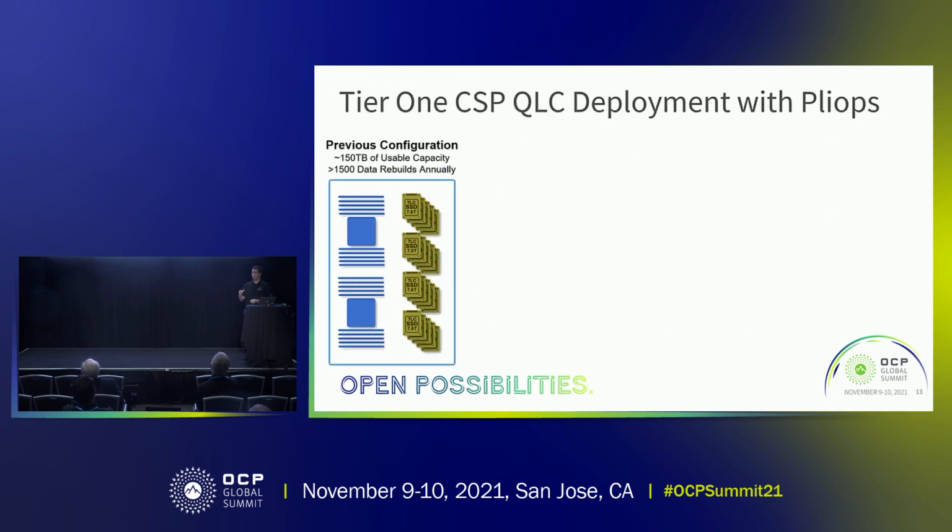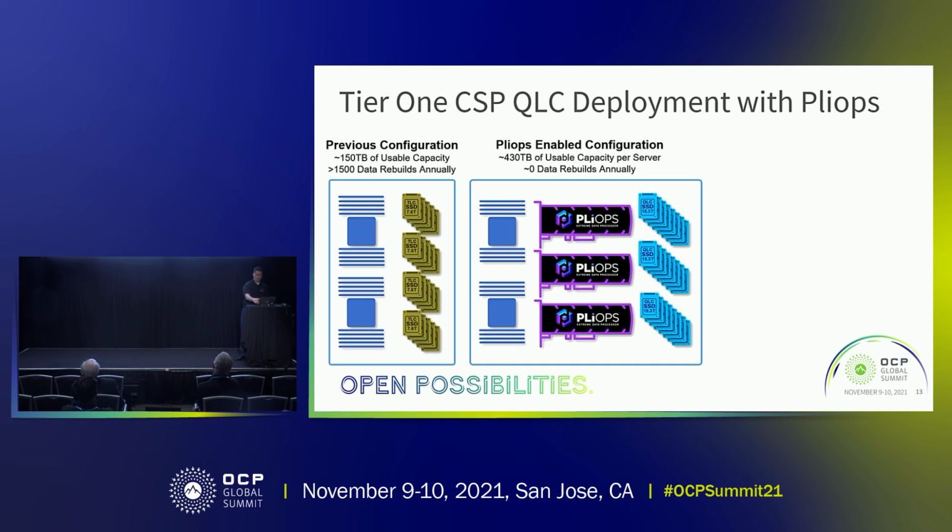Now let's talk about a real-world cloud-implemented use case of Pliops XDP. This cloud leader needed to increase their storage density per server by 3x and could not afford impacts to performance or endurance. Working with a QLC SSD vendor, we jointly architected a solution that would exceed their expectations. Their original configuration used 12 7.6 terabyte TLC drives managed by software and used erasure coding for data protection. The improved configuration used 24 15 terabyte QLC drives managed by 3 XDP cards.